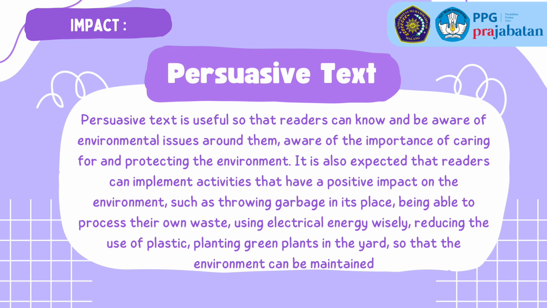Persuasive text is useful so that readers can know and be aware of environmental issues around them, and the importance of caring for and protecting the environment. It is also expected that readers can implement activities that have a positive impact on the environment, such as throwing garbage in its place, processing their own waste, using electrical energy wisely, reducing the use of plastic, and planting green plants in the yard, so that the environment can be maintained.